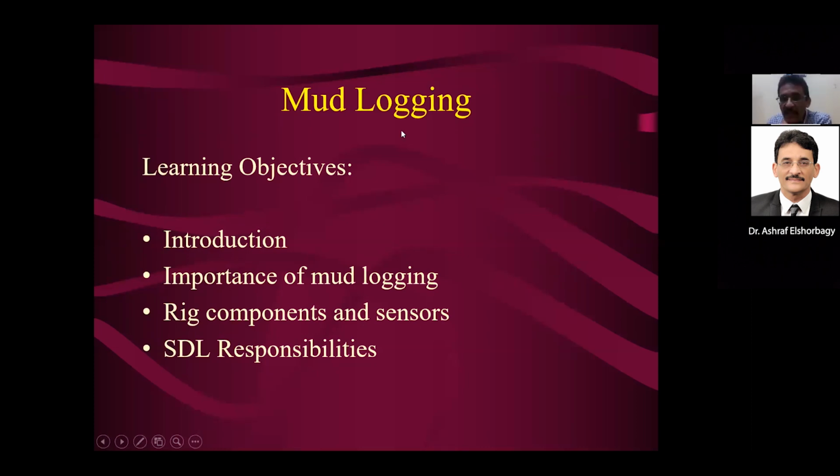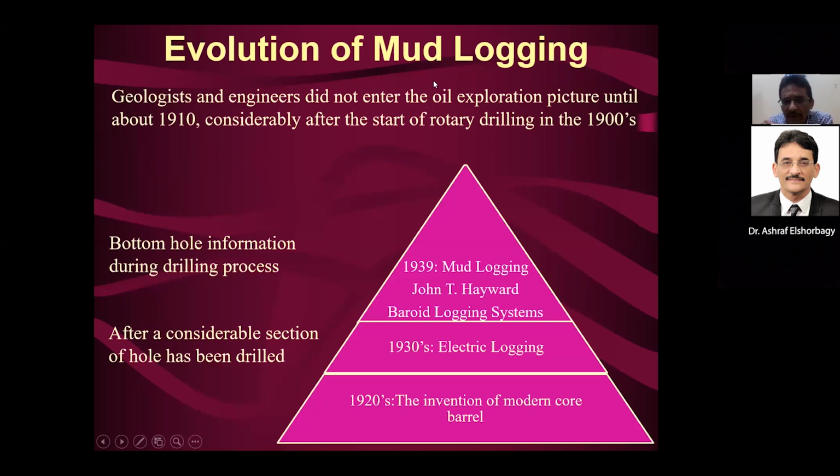Starting with the evolution of mud logging. The evolution of mud logging starts from about 1900. At this time, drilling started with rotation. From 1910, geologists and engineers started working in exploration. And in 1920, they thought to get information from the well by the invention of the modern core barrel. Drilling the well using the core barrel was very, very expensive. We lost time, we lost money.